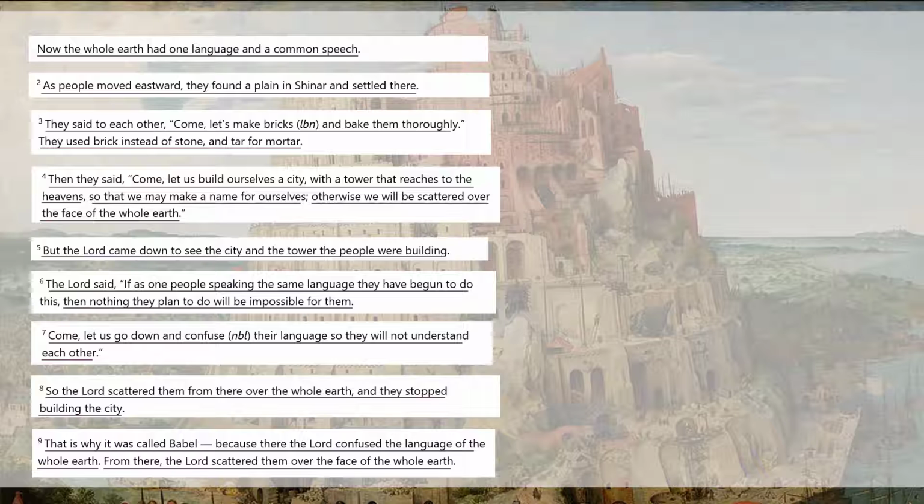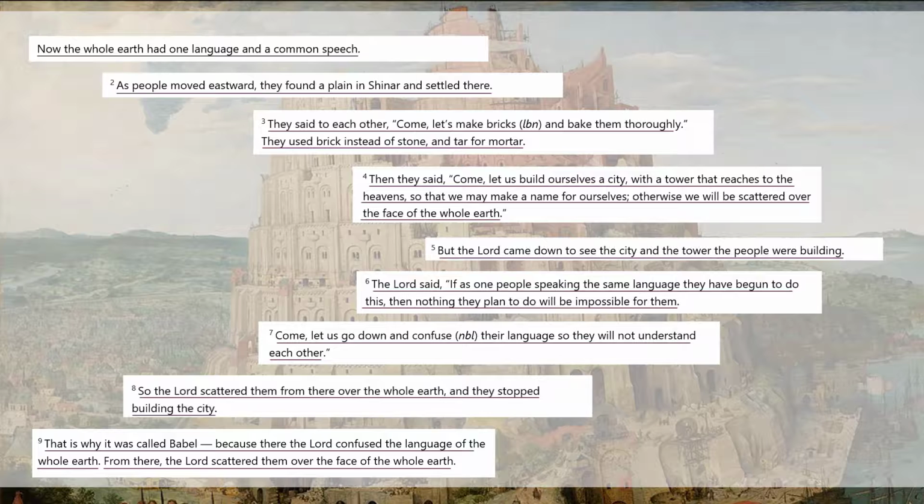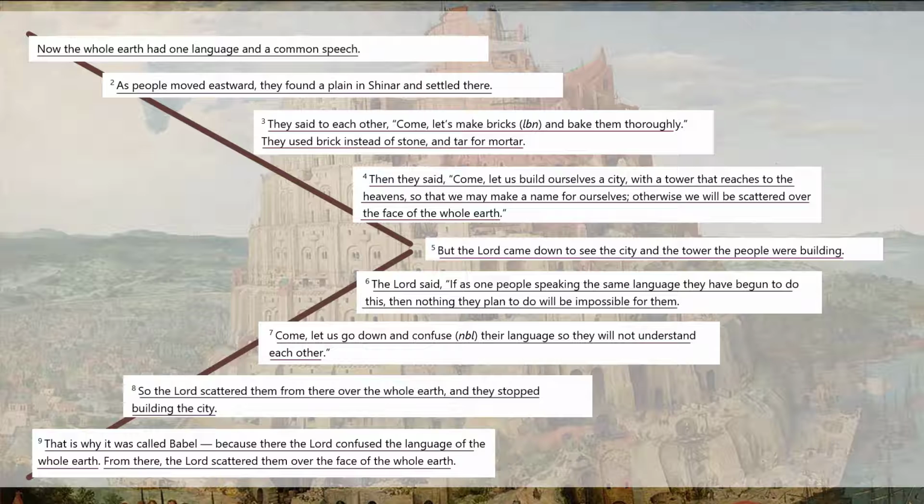So there's the 9 verses, and then if we move it into the chiastic structure, it looks something like this, and there we have our half of an X. Now, of course, what we have here is that verse 5 is the turning point, and we'll see that that is when God enters the picture. God comes down, which is really kind of funny because they're building a tower that they think is going to go into the heavens, and then God has to come down to see it.